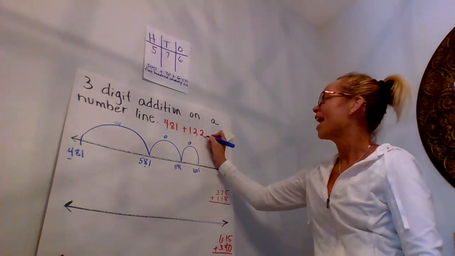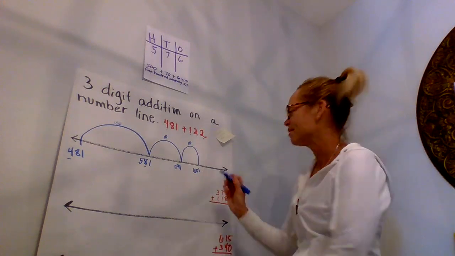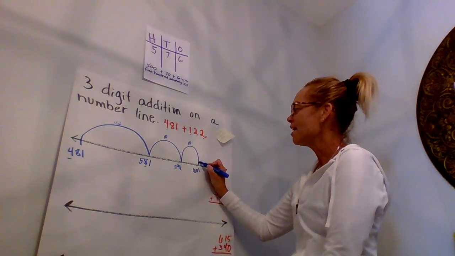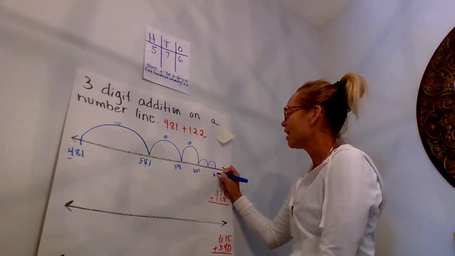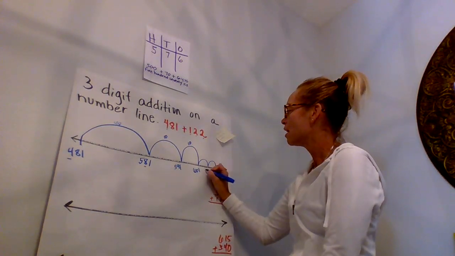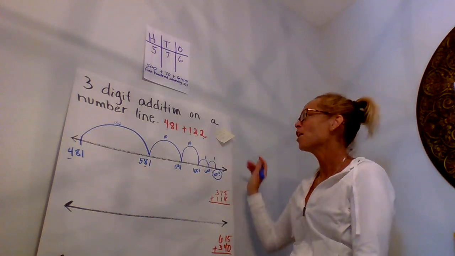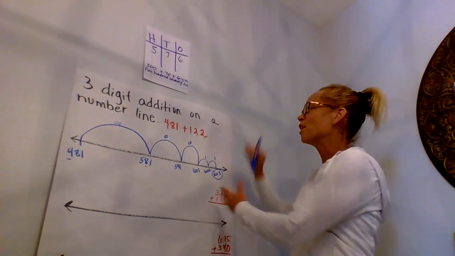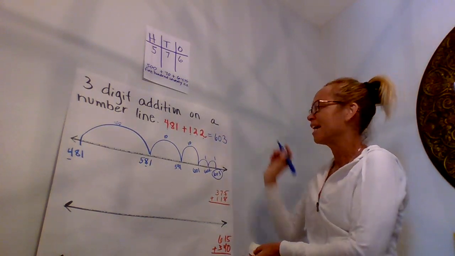And now we're at the ones place. So we have to have 2 hops. 601, 602, 603. That's a 1 and a 1. Okay, so 481 plus 122 is 603.